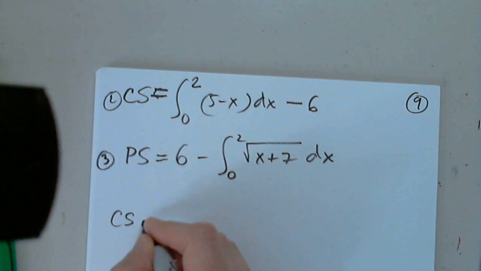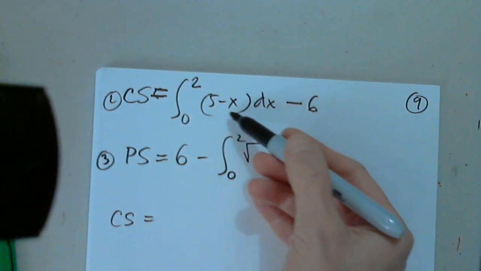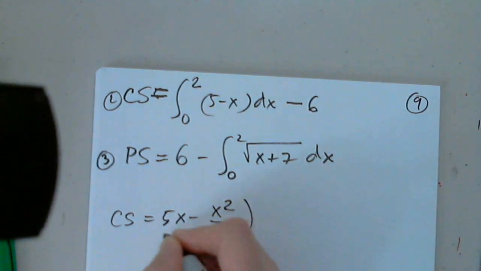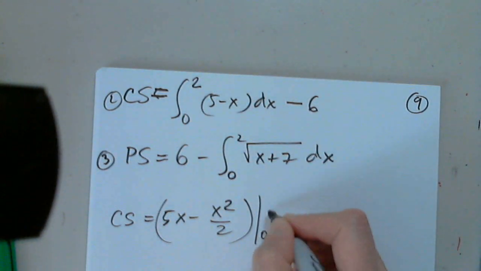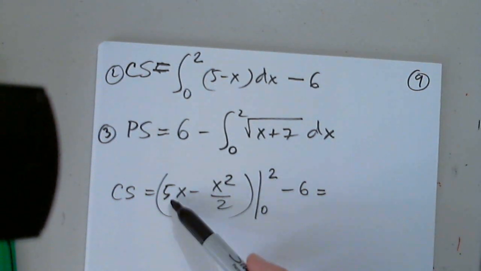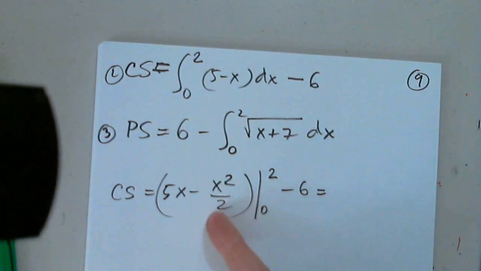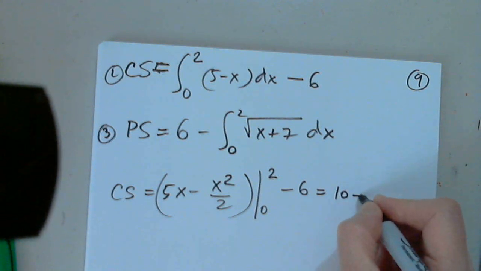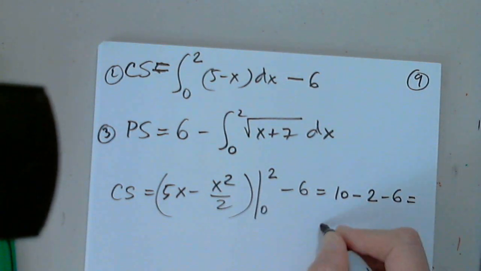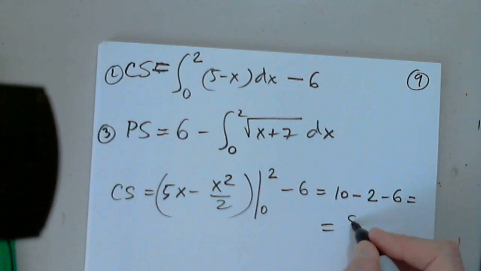So for the consumer surplus, this is simple, right? So this is 5x minus x squared over 2 from 0 to 2, minus 6. When I plug in 2, because when I plug in 0, I'll have 0, I have 10 minus 4 over 2, which is 2, and minus 6. So 10 minus 8 is $2.